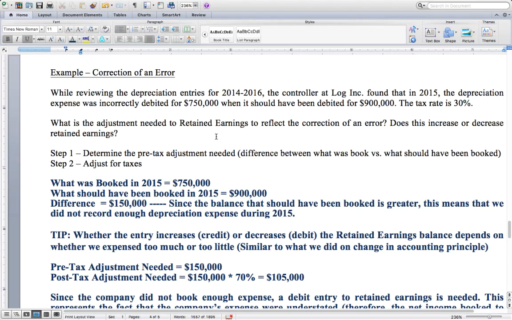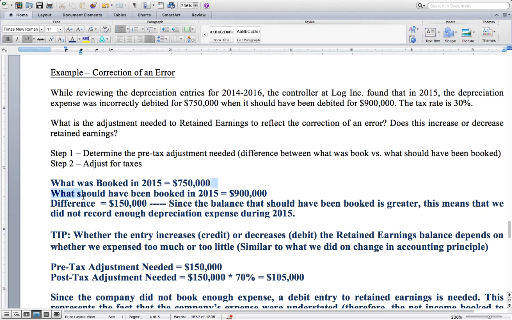Similar to accounting for change in accounting principle, we're going to focus on the retained earnings impact in a correction of an error example. First, you need to determine what the pre-tax adjustment is. That is very similar to change in accounting principle. You just need to determine what was booked versus what should have been booked.